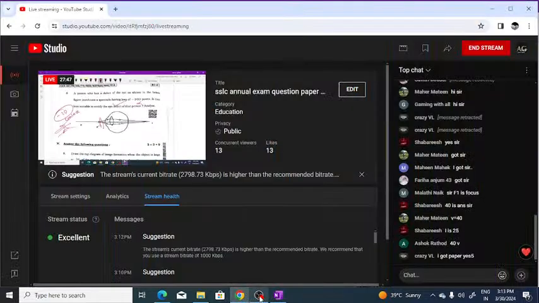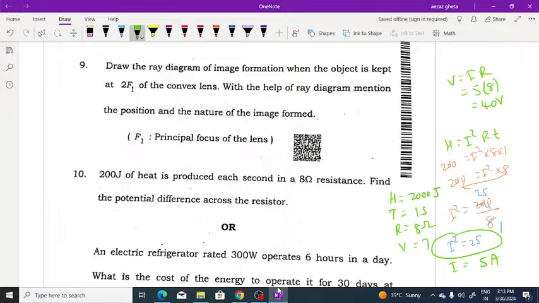How many students got it? 40 volt. Very good, Ashok Rathod. Maher Mateen, very good. Yes, F1 is the focus. That is correct. F1 is the focus; we have written it now.